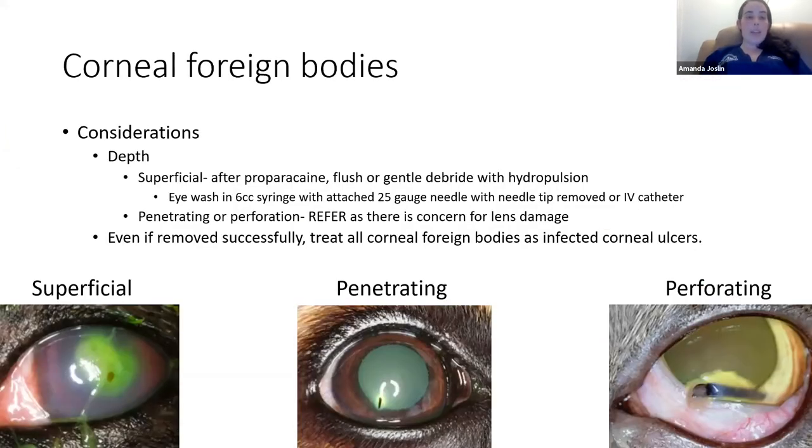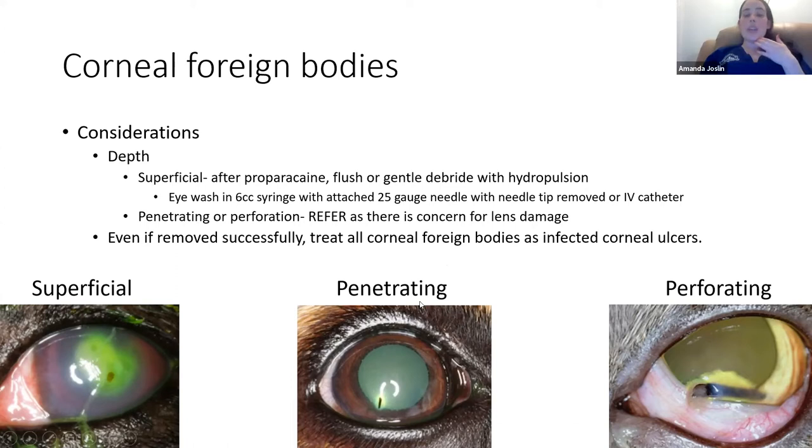And then we always have the possibility of corneal foreign bodies. So a superficial corneal foreign body should just be in the epithelium. After proparacaine, if you're confident it's in the epithelium, you can try to use hydropulsion. So put a 6cc syringe with eye wash in it and either put a 25 gauge needle with the needle removed so you just have the hub, or an IV catheter, to flush it off. But you just have to be careful. You want to make sure it's superficial because you don't want to make it any deeper.